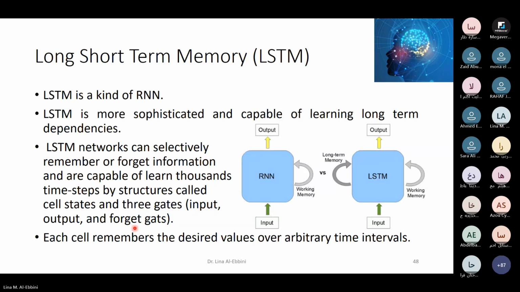Since you are dealing with thousands of time steps, sometimes we need to forget some processing data by the forget gate, and each cell remembers the desired values over arbitrary time intervals. Here we can see the RNN has input, output, and just one loop as memory, while in LSTM we have working memory, the same as RNN, besides long-term memory, okay?